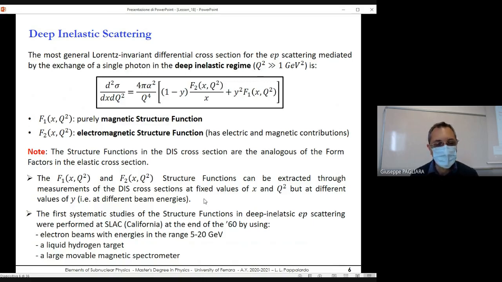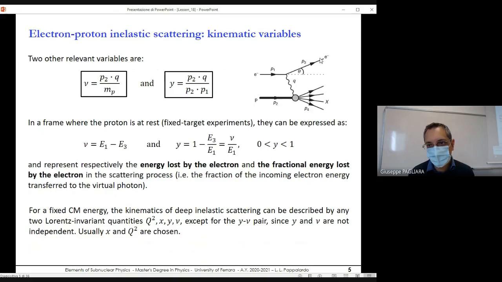The first studies of the structure functions in deep inelastic electron-proton scattering were performed at SLAC in California at the end of the 60s, I think it was 68, 69. They used an electron beam with energy in the range from 5 to 20 GeV, a liquid hydrogen target, so essentially a proton target, and a large movable magnetic spectrometer that they needed to detect the scattered electron. So back to here: they were moving the spectrometer, changing this angle, so as to detect the scattered electrons at different angles.